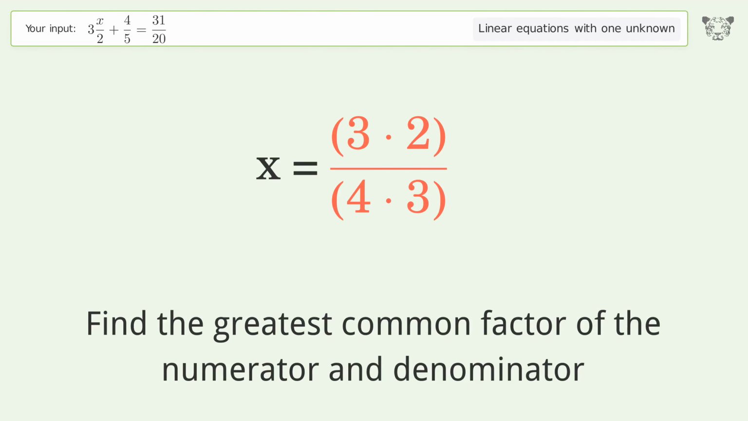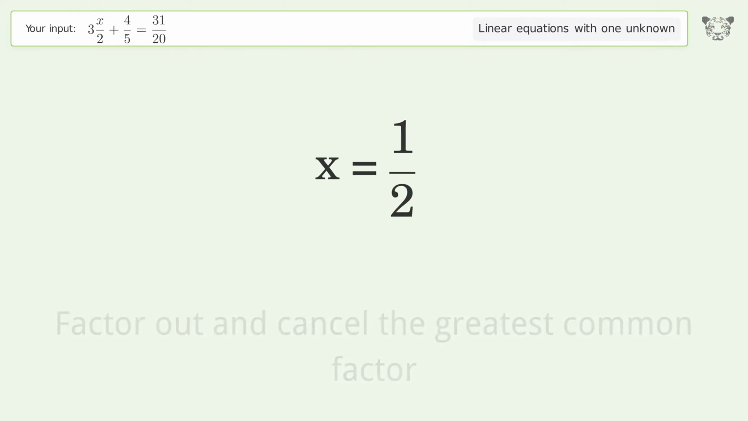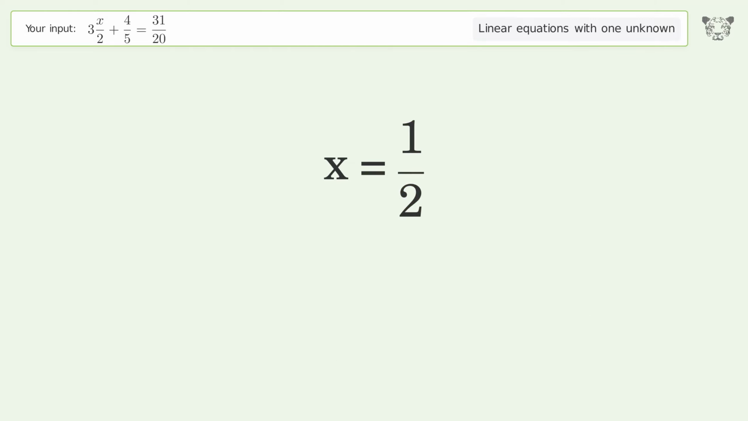Find the greatest common factor of the numerator and denominator. Factor out and cancel the greatest common factor. And so the final result is x equals 1 over 2.